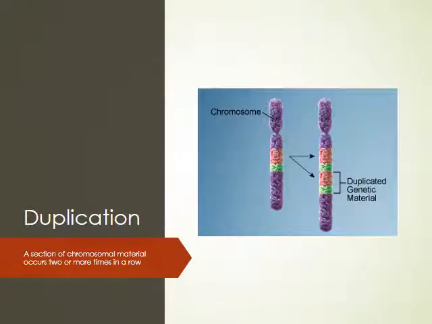You could have duplication, doubling. For duplication, a piece of the chromosome is pulled out, copied again, and put back in. Well, this leads to problems because now there's double the amount of genetic material present.